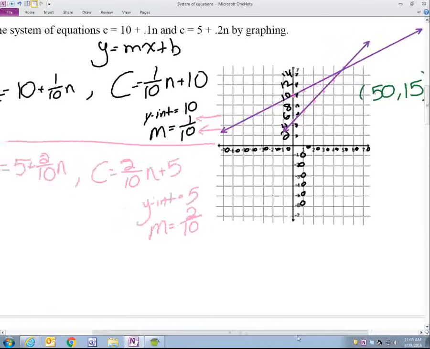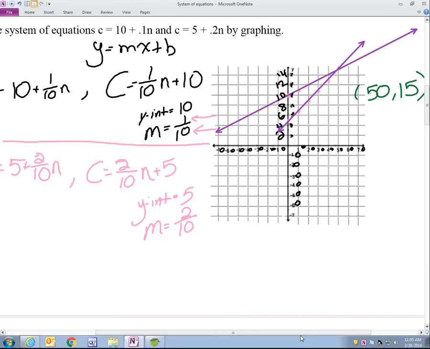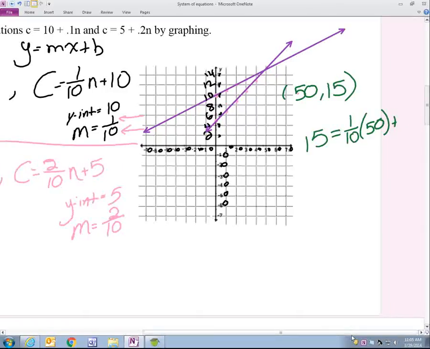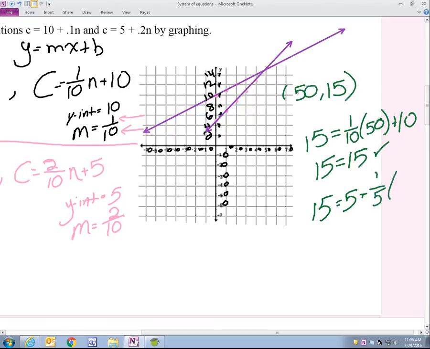So my n is x. 1/10. n is 50 plus 10. 1/10 of 50. Yeah. So that one checks out. So it is 15. How about the second one? 15 is equal to 5 plus 1/5 of 50. Yep, 15 is 15. Good. I substituted my x and y values in there. Because if you wouldn't have used a straight edge, you wouldn't have been able to find that it's 50 and 15 there.